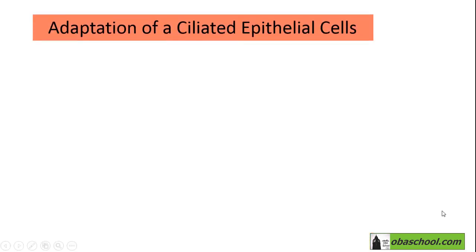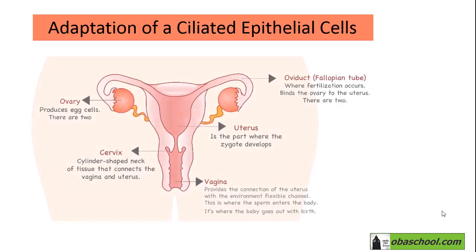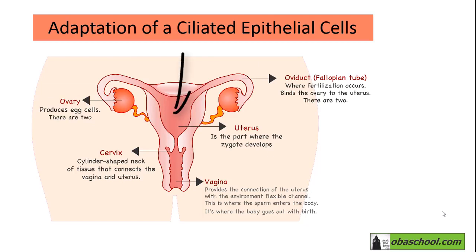Moving to the last type of specialized cells in reproduction. What are the ciliated epithelial cells and how are they adapted to their function? What we first need to know is that fertilization occurs in the oviducts of the female reproductive system. Cells in the lining of the oviduct transport egg cells or the developing embryos towards the uterus.